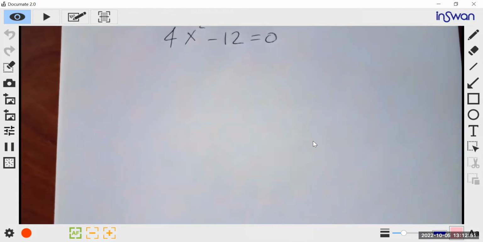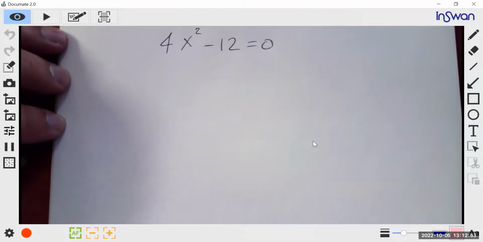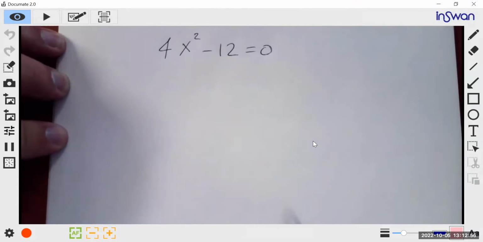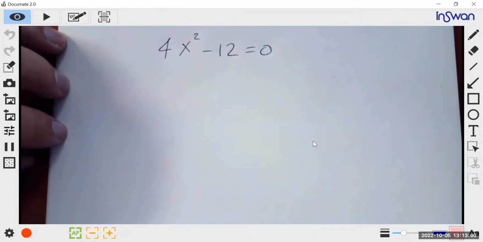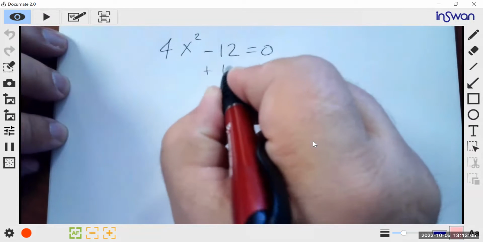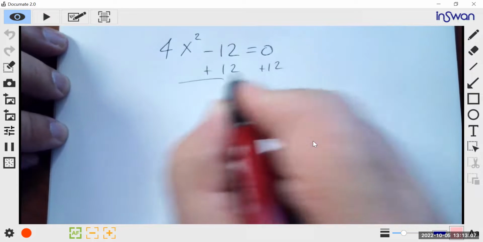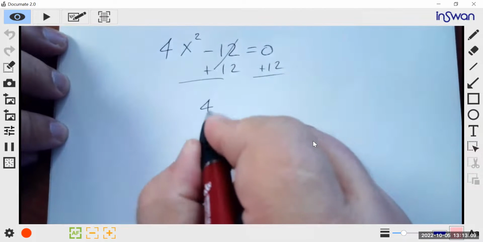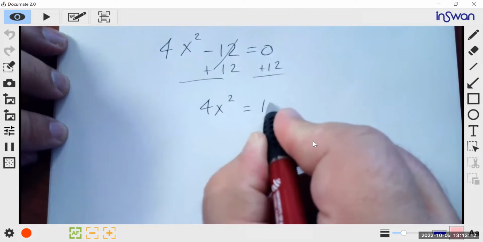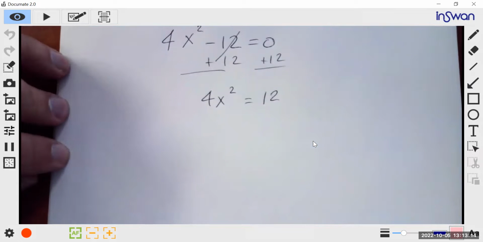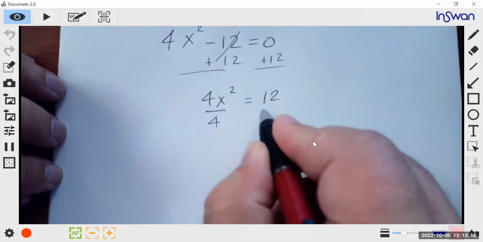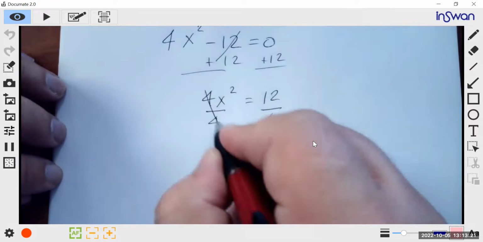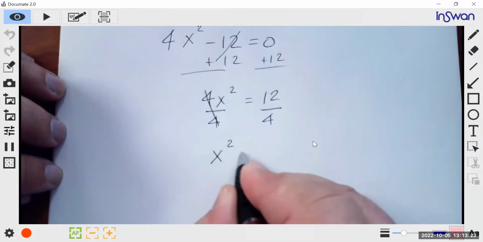How about that one? You have two terms. It's quadratic. It's quadratic because there's a 2 in the exponent. With only two terms, how do you solve this one? Yeah, you have to move the 12 over, so you have to add 12 to both sides. So we have 4x squared equals 12. Divide by 4 to isolate the x squared.